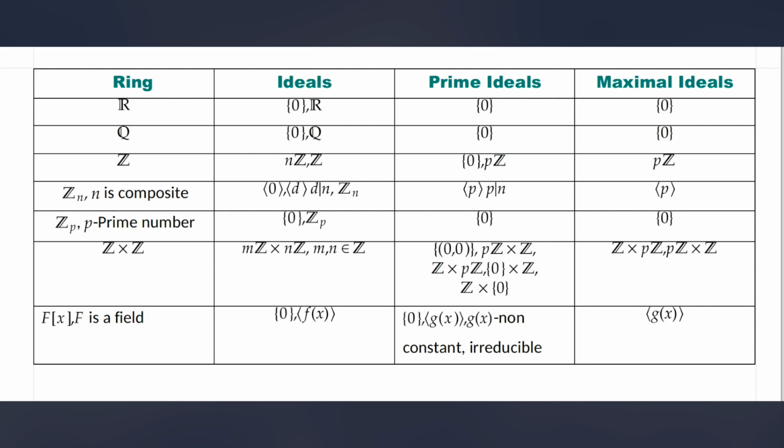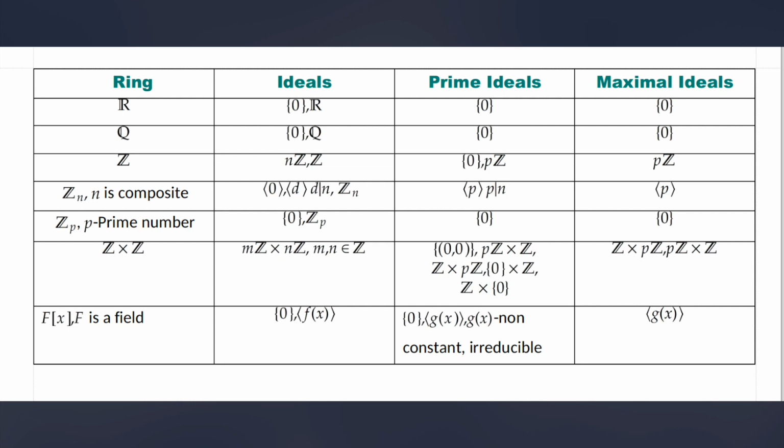For the ring Z cross Z, the ideals are mZ cross nZ, where m and n are in Z. The prime ideals are the ideal generated by the ordered pair (0, 0), as well as pZ cross Z and Z cross pZ. Also, the ideals 0 cross Z and Z cross 0. So, these are the prime ideals of Z cross Z. The maximal ideals are Z cross pZ and pZ cross Z.